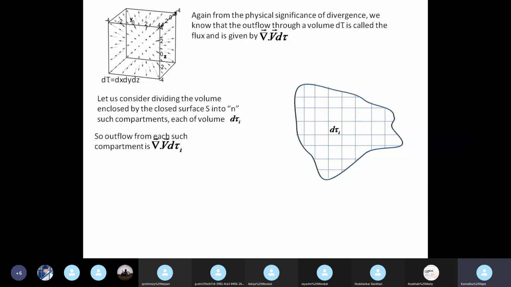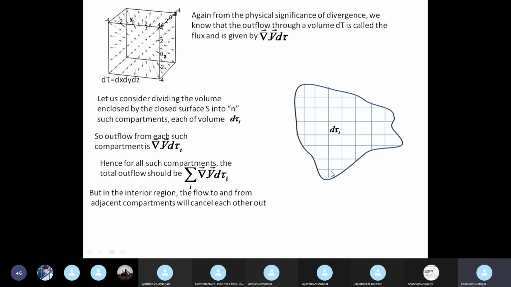So the outflow from each such compartment, according to our interpretation of flux, is divergence V d tau. All right. So for all n compartments, I said I'm dividing this entire enclosure into n compartments, the total outflow will be given by summing this up. So summation over i of divergence V d tau i is the total outflow.